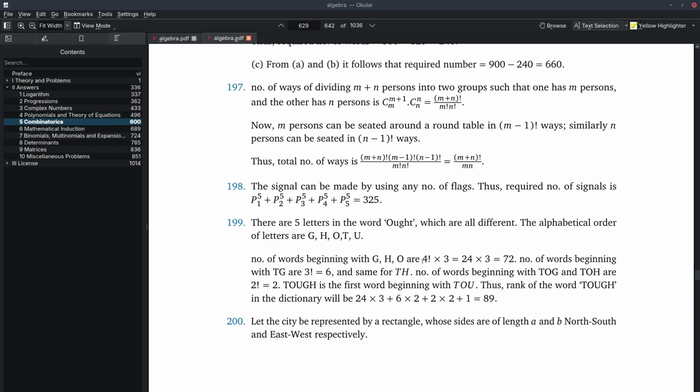I was confused a bit. So now we have the ways of all possible beginnings, and so TOUGH is the first word beginning with TOU. So the rank would be 72, 24 multiplied by 3, 72 plus 6 multiplied by 2 plus 2 multiplied by 2 plus 1, that is 89.